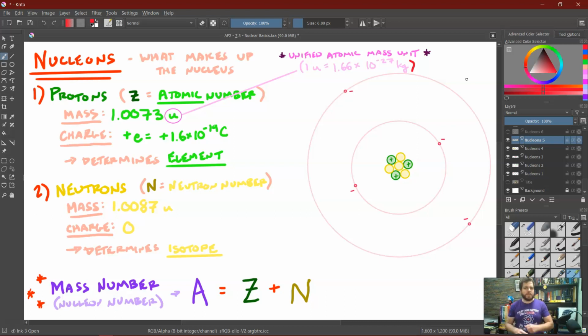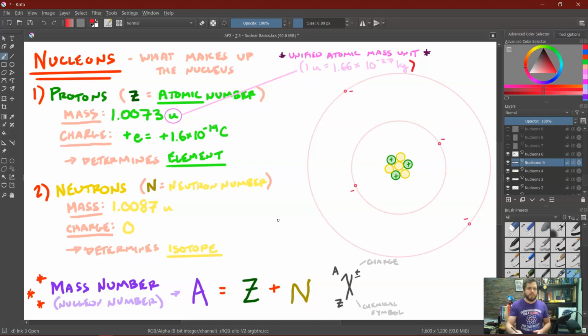Now, when we're labeling isotopes and these nuclei in general, we use this convention here where we write the chemical symbol in the middle, and then in the upper left corner, we put the mass number, the bottom left corner, we put the atomic number, and then the upper right corner, we put the charge. Now, I've just put positive or negative here. It could be positive, negative, could be positive 2, minus 3, whatever. And that's really telling us if it's an ion, for instance.